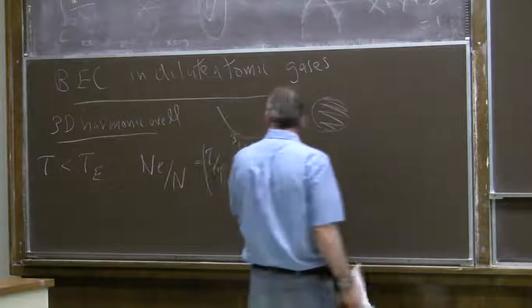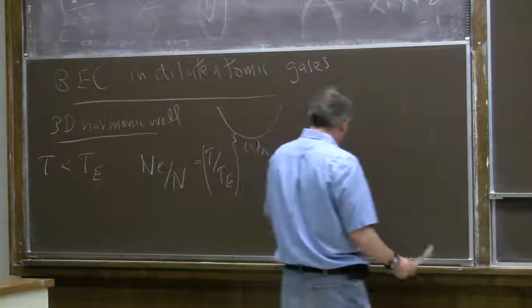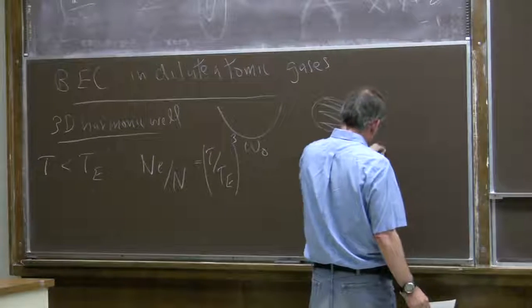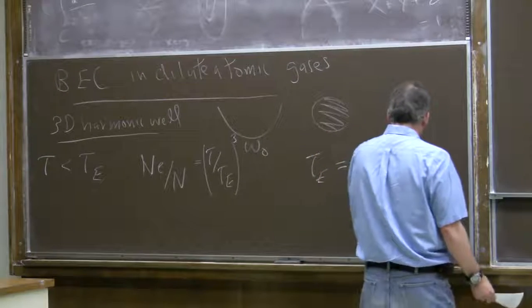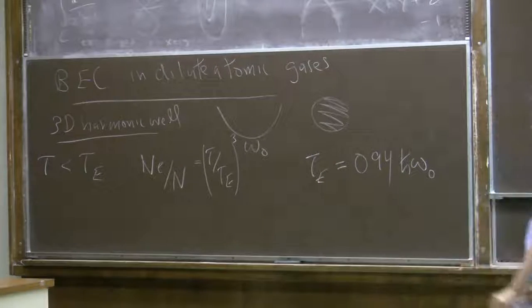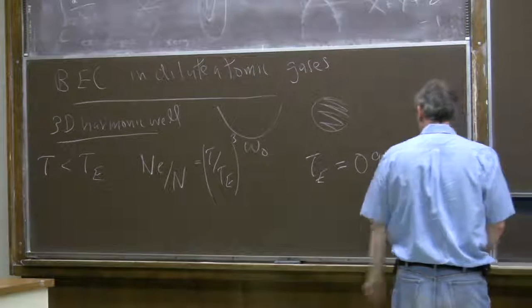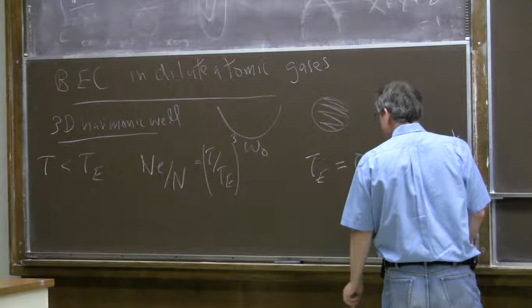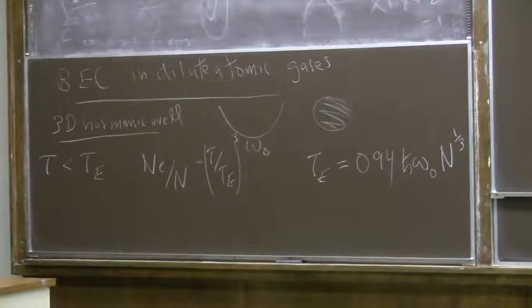For the Einstein temperature, we found a number from doing an integral. It was 0.94. The level spacing associated with the frequency of the trap, and then a factor depending on the total number of atoms, N to the 1/3.